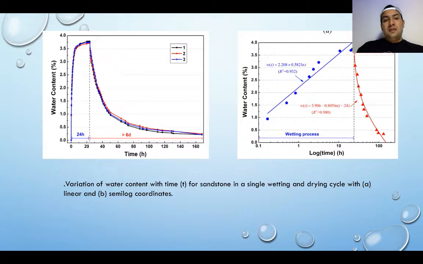Here we have the two experiments that we already talked about. On the left, we have the variation of water content with time of sandstone in a single wetting and drying cycle, in both linear coordinates on the left and semi-log coordinates on the right.